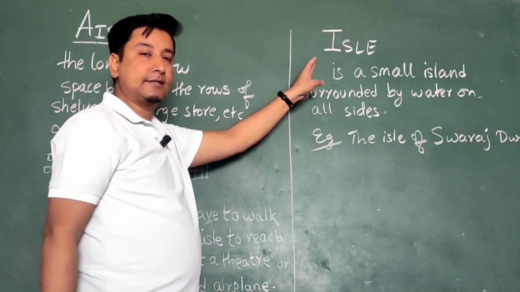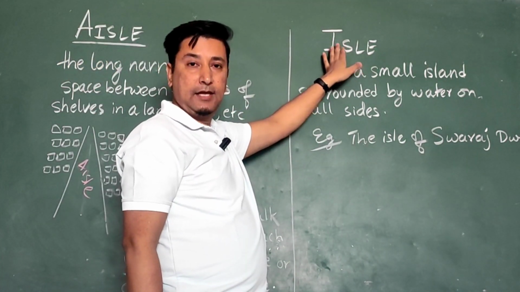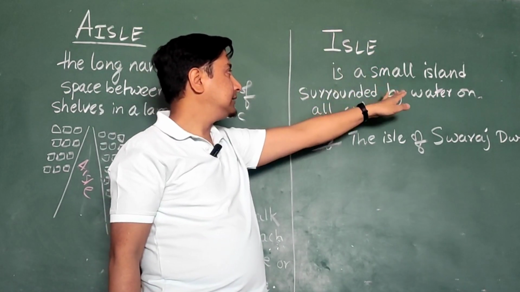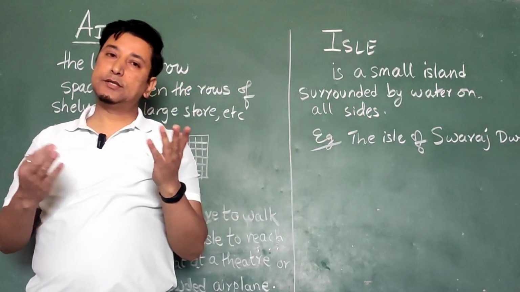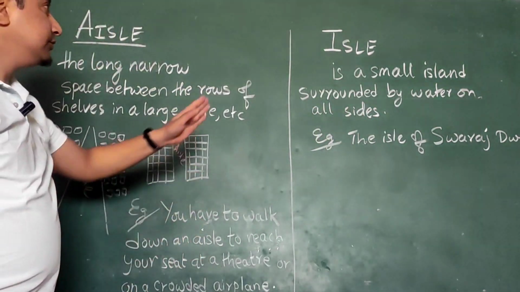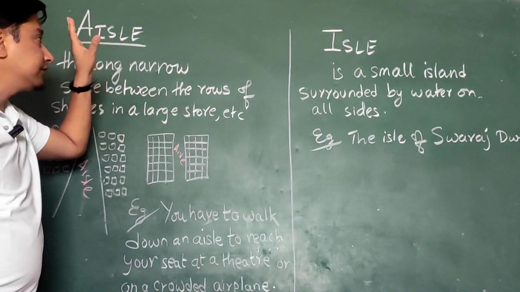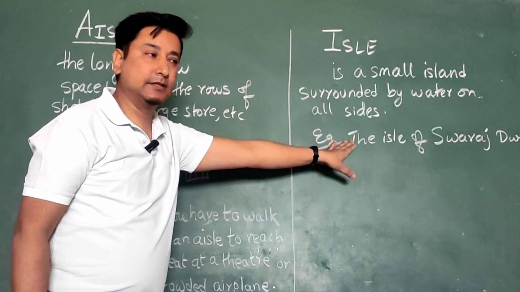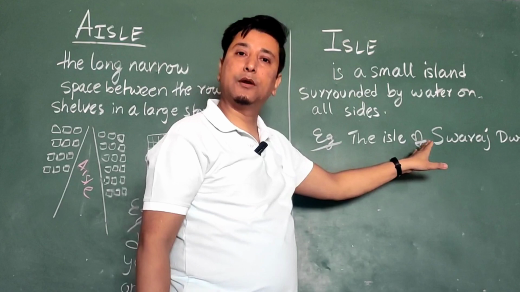And now let us go and understand what an isle is. This isle, I-S-L-E, means a small island surrounded by water on all sides. It's very simple. So this isle is very, very different from this aisle. It's a narrow passage and this one is an island. The example is the Isle of Swaraj Dweep.